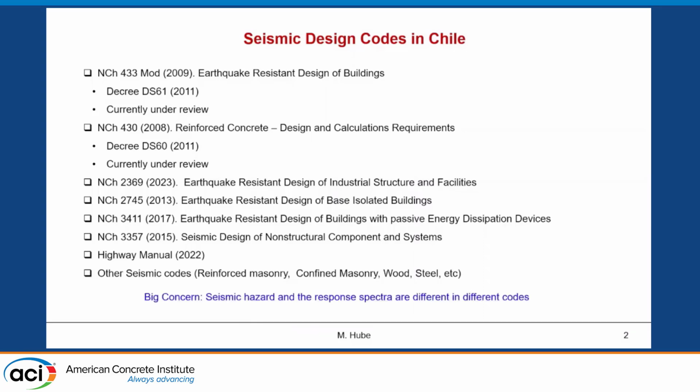There's a big concern, though, that each of these codes has different spectra, because people in Chile have not been able to agree which is the right hazard for designing structures. If you compare the design spectrum of different codes, they are different, and it's something that doesn't make sense. But people in the industrial facilities said we need to have a higher spectrum because we need to maintain the operation of industrial facilities. So for buildings, those design spectra are lower, and we have not been able to agree which design spectra we should use. And that's a big concern.